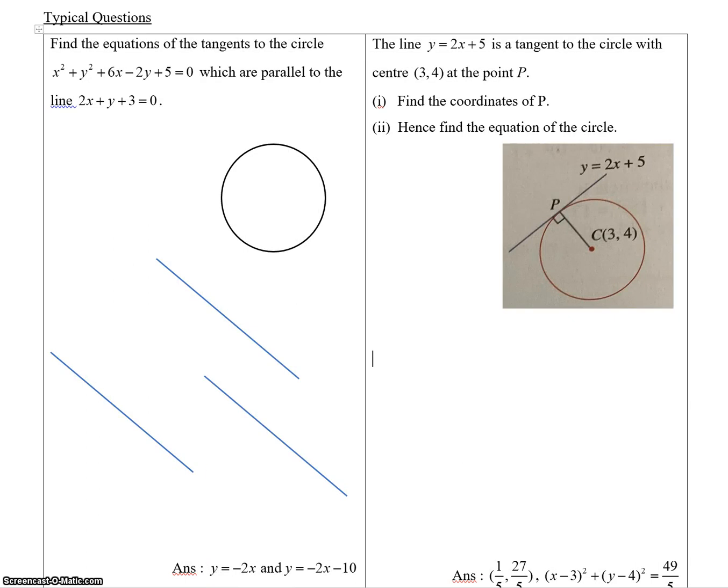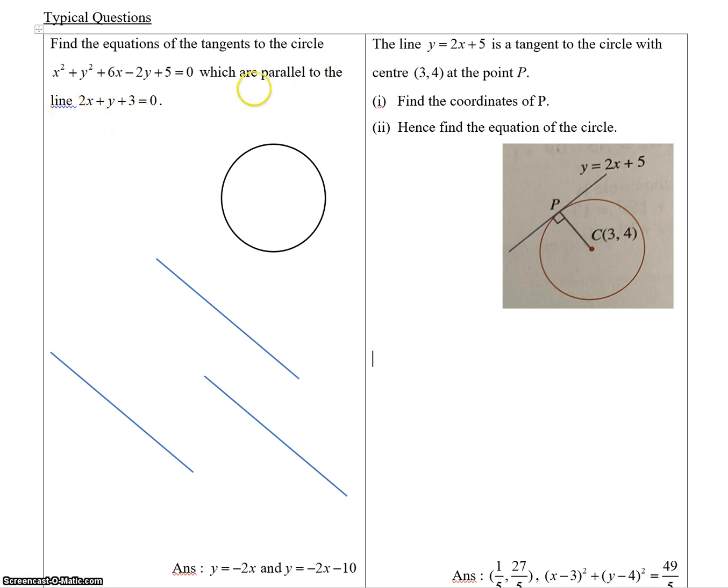So now that we have learned all the basic stuff of the equation of a circle, we're going to do some typical questions that actually use some of the concepts that you have just learned. Okay, so let's go with this one. We need to find the equation of the tangent to the circle. This is the equation, and the tangents are parallel to the line over here.